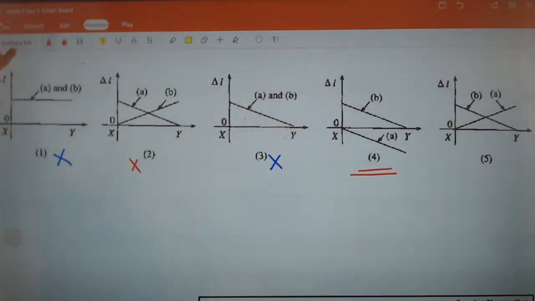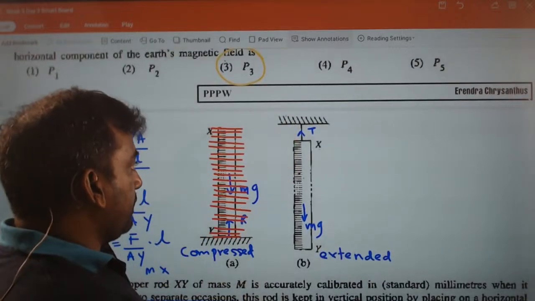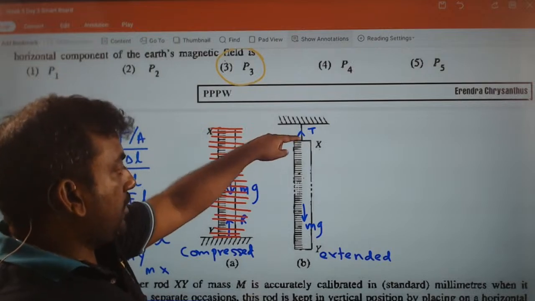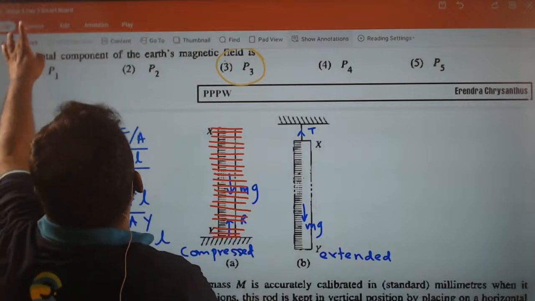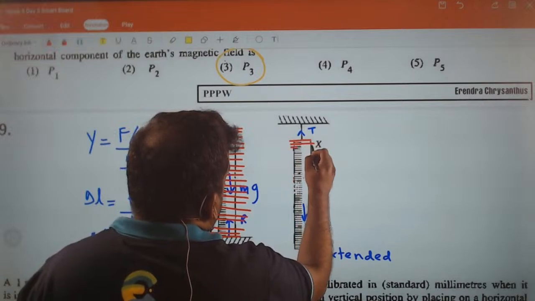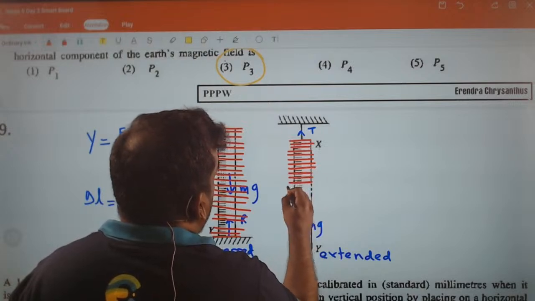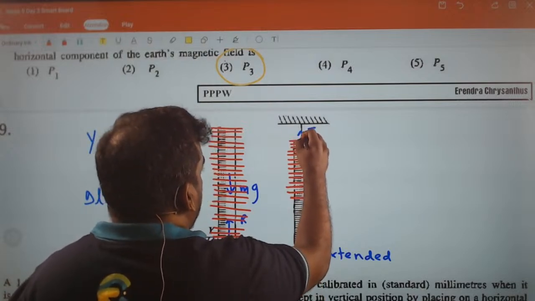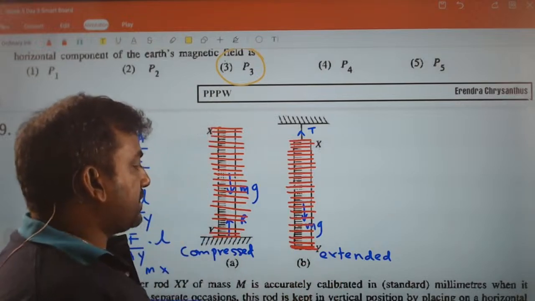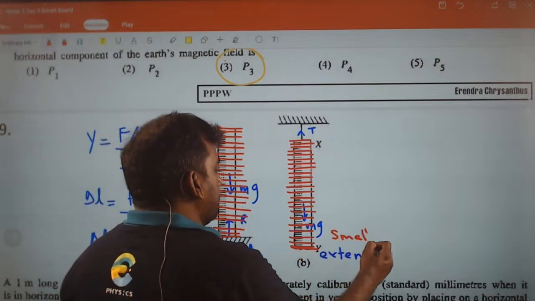What about B? Well, B you are pulling in that direction. So here the weight, little by little, let's say you stack it. Little by little as you go down, the pulling force will increase. The biggest tension is at the top, the smallest tension is at the bottom. So smaller tension at the bottom.